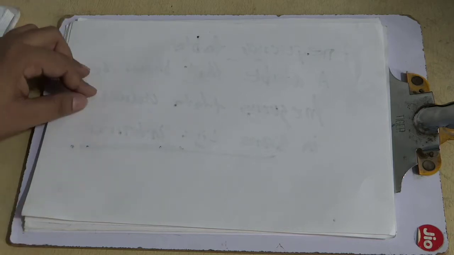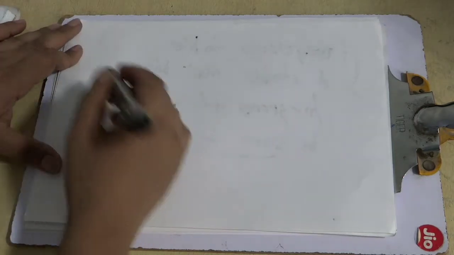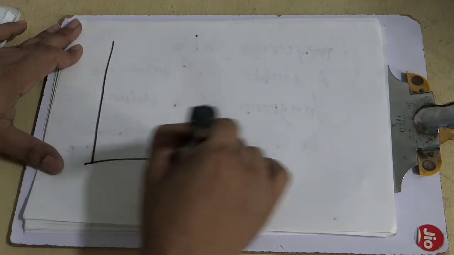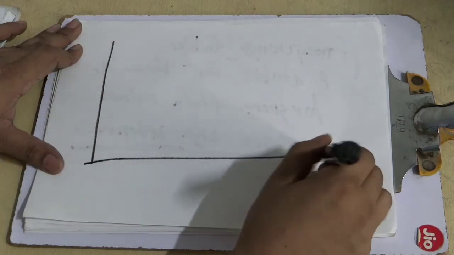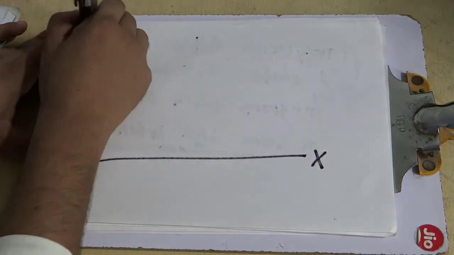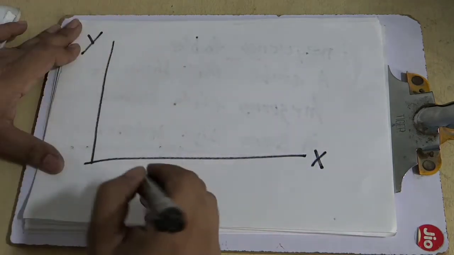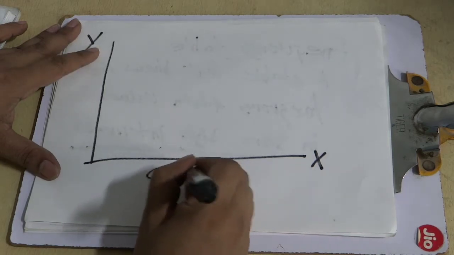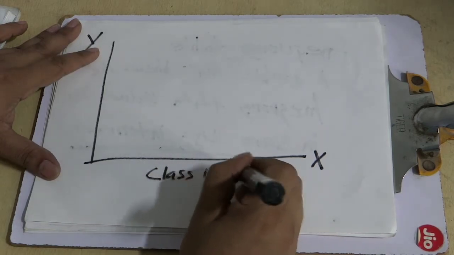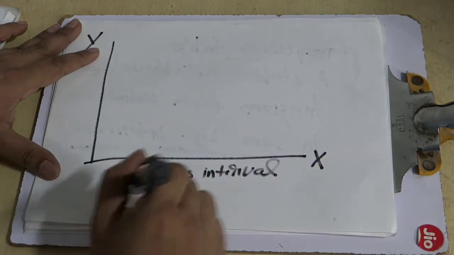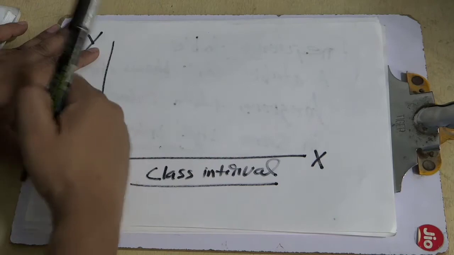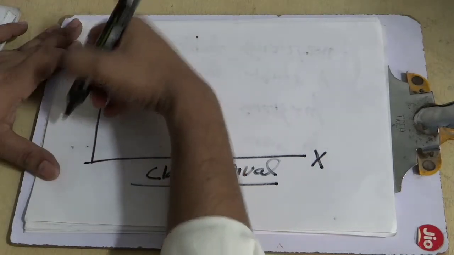Yes, here the class intervals and frequency. Whenever we are drawing the data, we draw it like this. This is called the x-axis and this is called the y-axis. Here this is called the class interval. So it will always be the class interval in any kind of data. And here we are drawing the frequency.